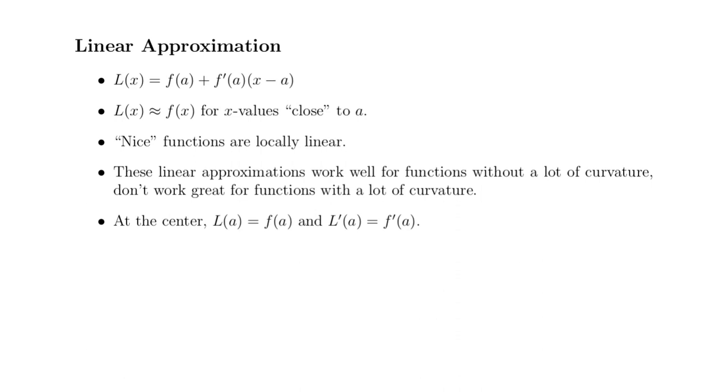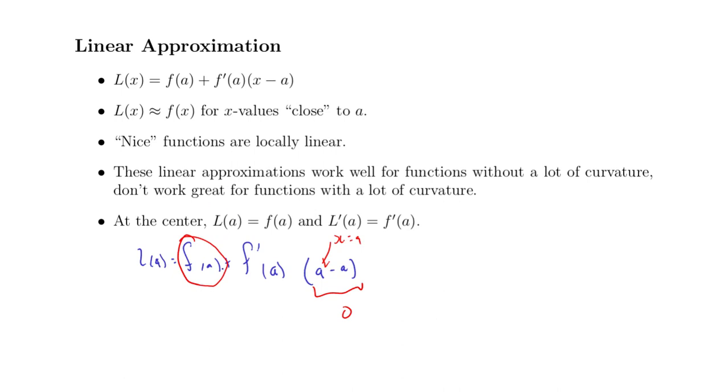This last little thing that I've added in is really important. At the center of our approximation, notice that L of A is equal to F of A. L of A is equal to F of A plus F prime of A times A minus A. All I've done is plug in X equals A, and you'll notice that this becomes 0, and so we're just left with this. So L of A and F of A are equal to each other.